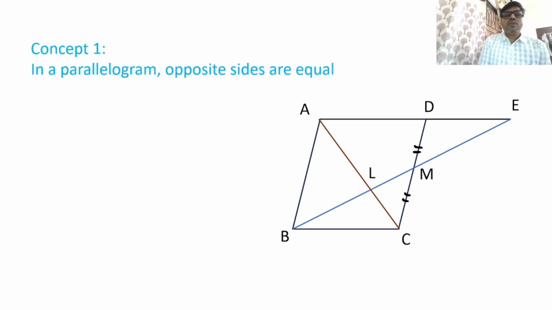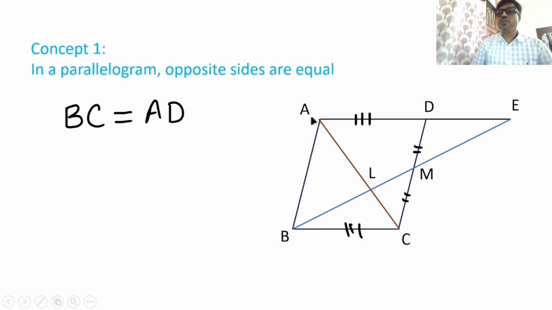Now, first concept I am going to use. In a parallelogram, opposite sides are equal. You see, ABCD is a parallelogram, and opposite sides are equal. I am focusing on BC and AD. BC is opposite to AD, so they have to be equal. Let me write it. BC equals AD. That's the first concept we are using.